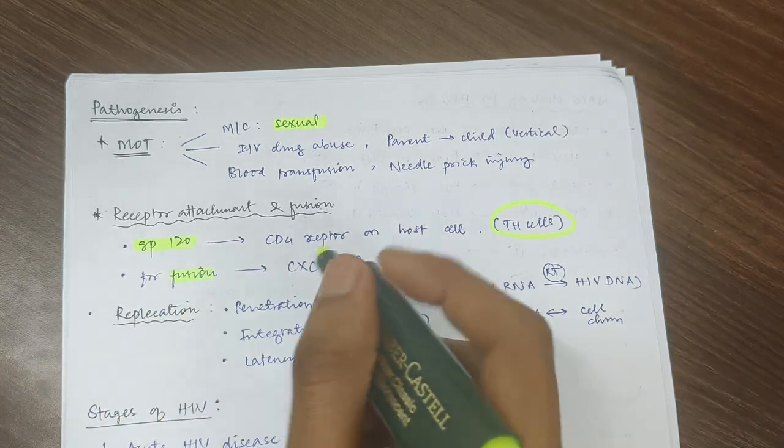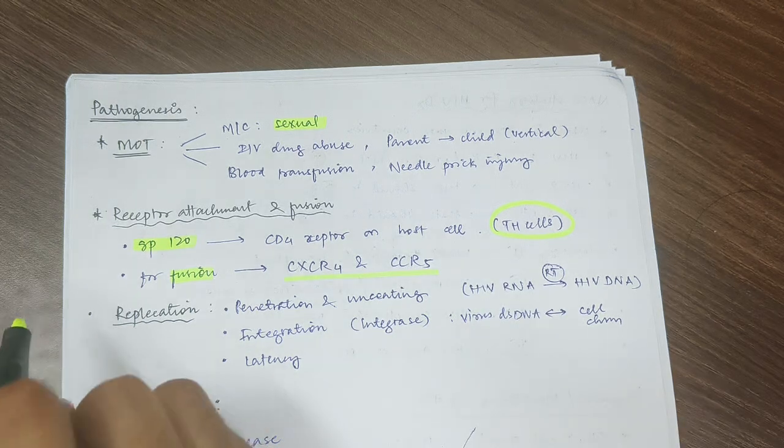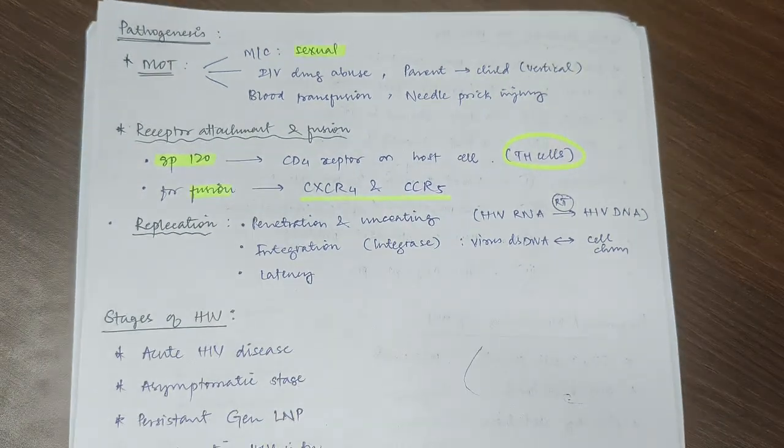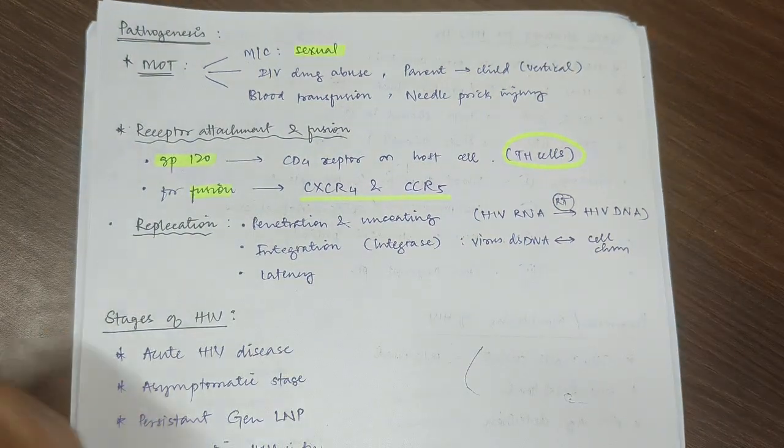For fusion it is now CXCR4 and CCR5. Replication is penetration and uncoating. Replication is basically penetration and uncoating. So it will come inside now. Once it is attached, it is going to come inside for replication.